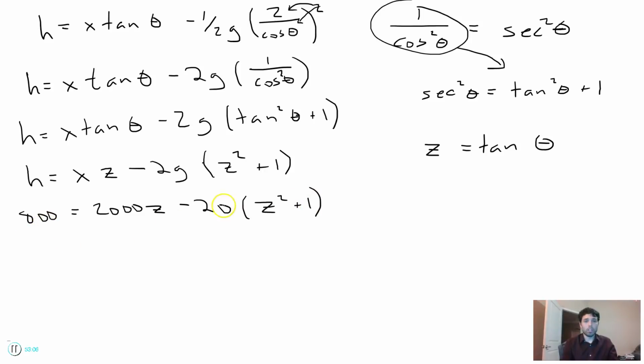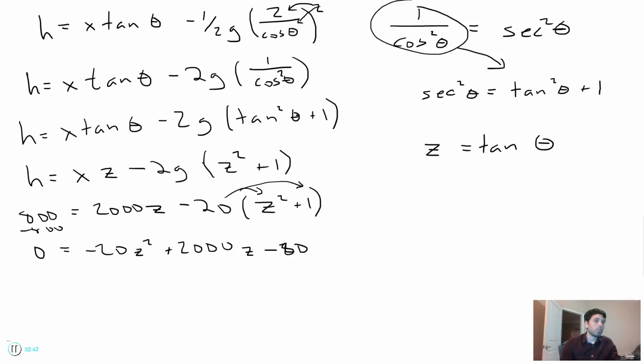Now I'm going to distribute the 20 like I would any other time, and then subtract 800. So I'm going to end up with 0 equals, let's see, negative 20 times z squared is negative 20z squared. Negative 20 times 1 is negative 20. I got the 2000z here. And then I did minus 800 on both sides. So I actually end up with minus 820, because I did negative 20 times 1 and then minus 800, so we get negative 820.